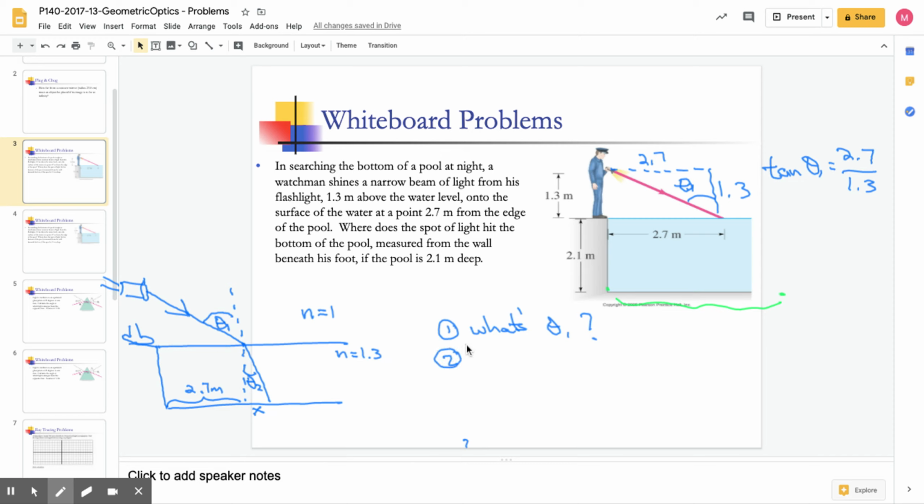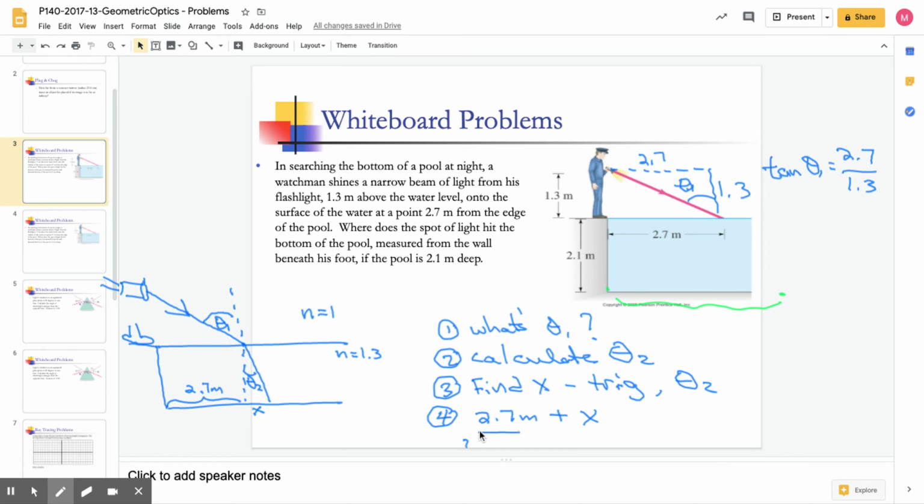Next, once I have theta 1, I need to calculate theta 2, the angle at which the beam of light enters the water. Then I need to find x, using trig with the angle theta 2 that I just calculated. And the last thing is to add 2.7 plus x, which gives me the distance, the answer to my problem.